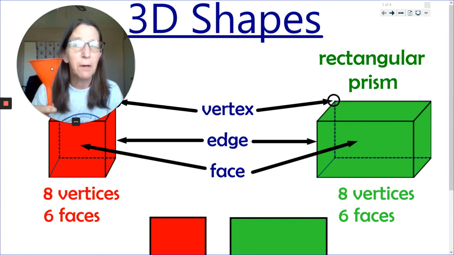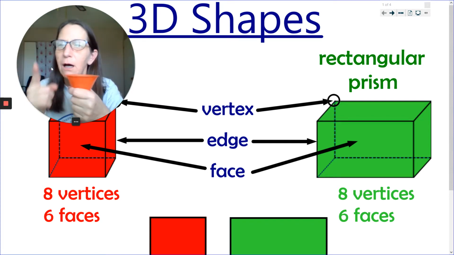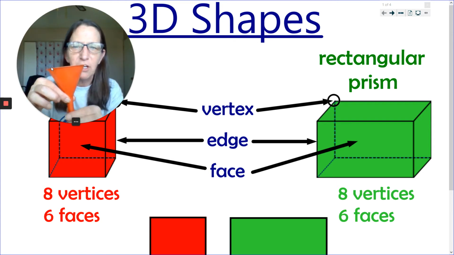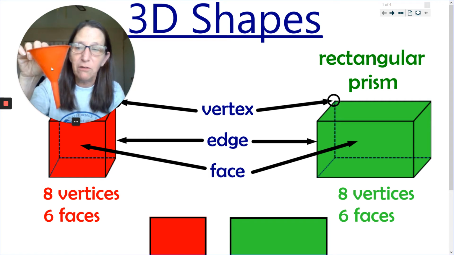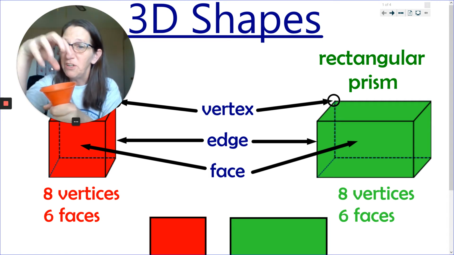I want you to think about your favorite dessert, and it comes in a what? A cone. Yes, this is a funnel, but it's in the shape of a cone. Most of our cones don't have the skinny part here, but that's how it makes it a funnel. But an ice cream cone also has that shape, doesn't it? Put the ice cream on top.